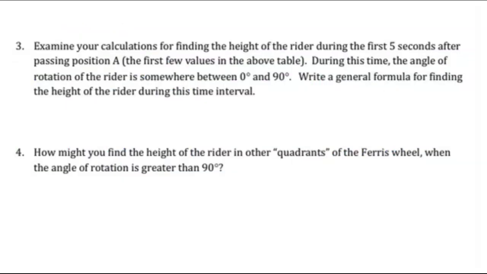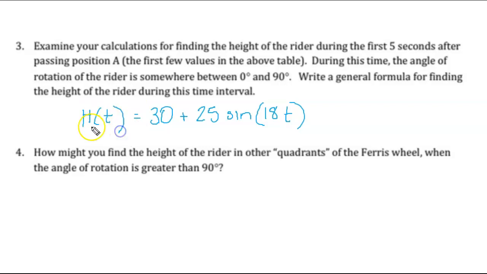Examine your calculations for finding the height of the rider during the first 5 seconds after passing position A. During this time, the angle of rotation of the rider is somewhere between 0 and 90 degrees. Write a general formula for finding the height of the rider during this time interval. So our formula ended up being 30 plus, and then we had to figure out what that little height was, and that's where we did the 25 sine, and then we did 18, that was our angular speed, times how many seconds had gone through. So our height on the ride was this for that first quadrant.